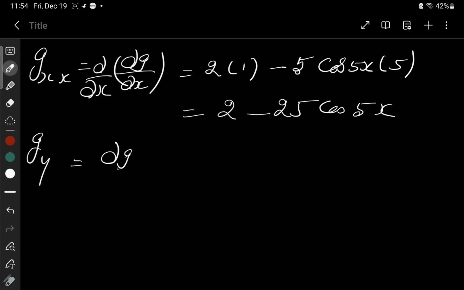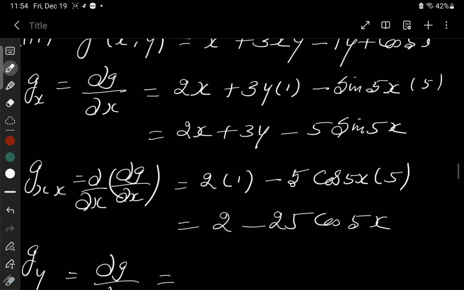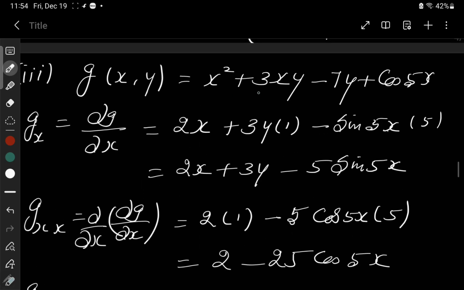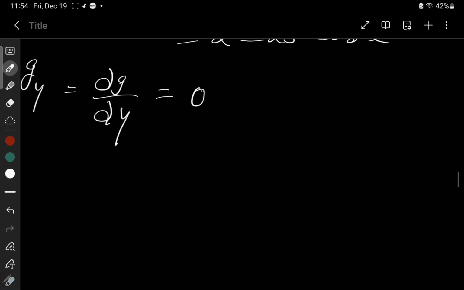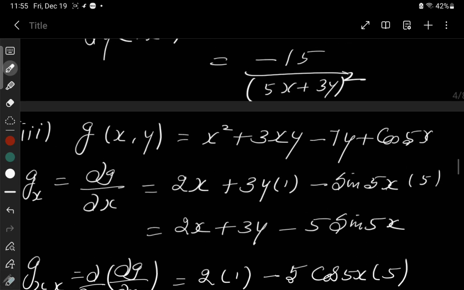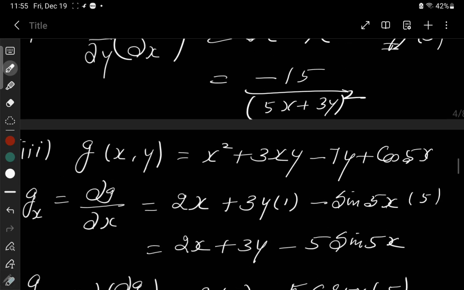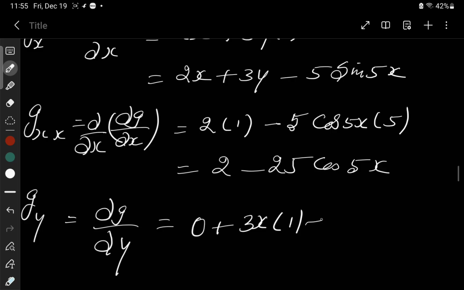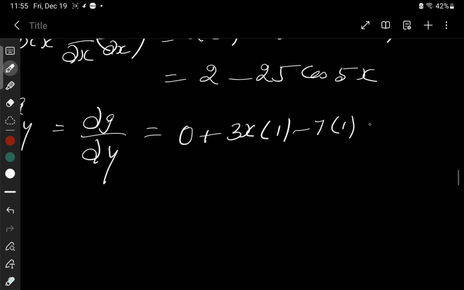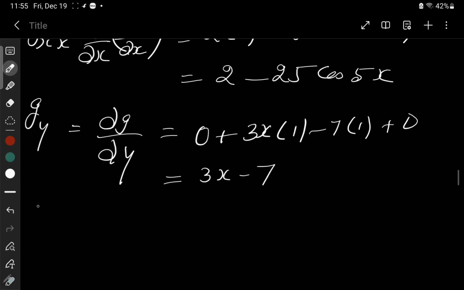Gy, dou g by dou y. X squared is constant. Then 3x constant. Y if you do here: first term x squared, 0 you will get. 3x, if you differentiate y you will get 1. Minus 7, y term you are getting. So 1. Cos 5x, 0, x term fully x term, so you will get 0. So 3x minus 7.